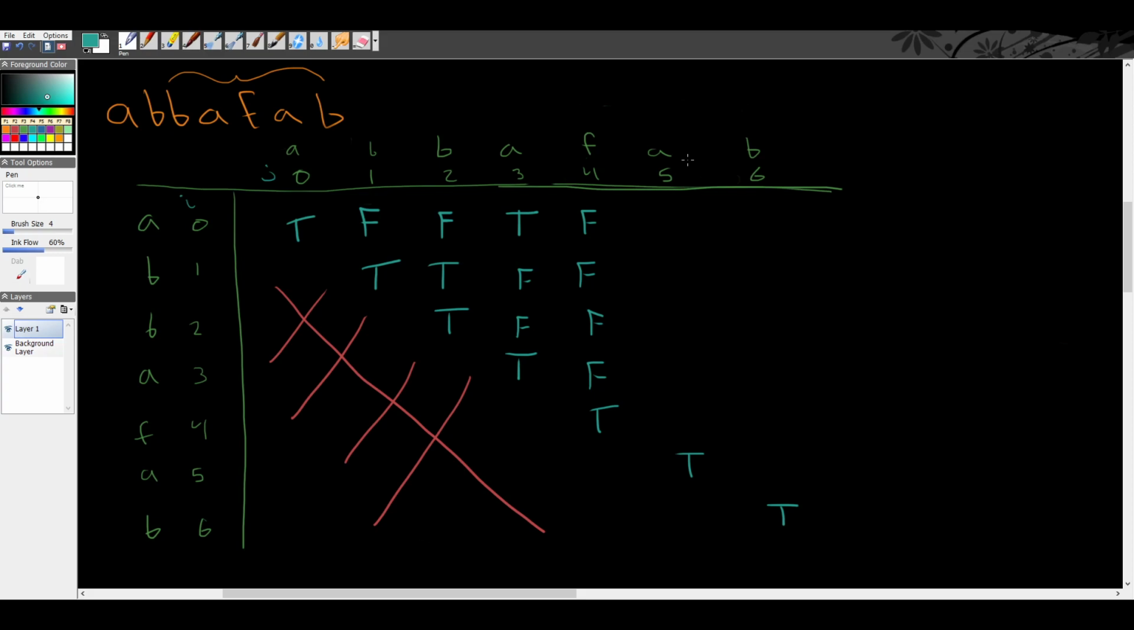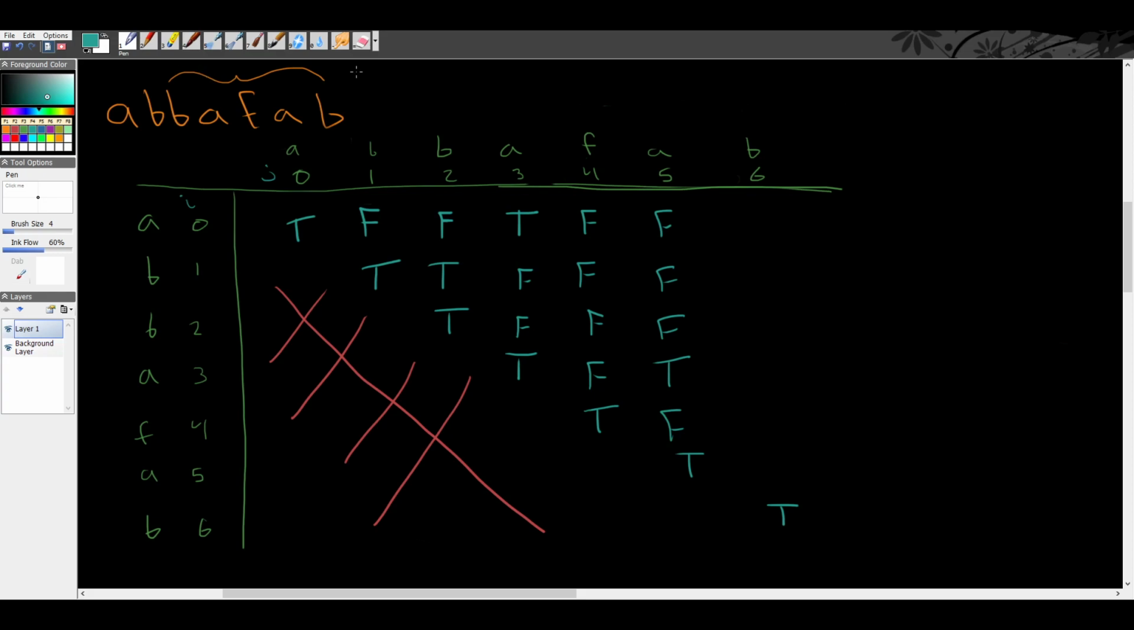Can we make a palindrome if we end at position 5? Well, if we start from 0 to 5, that's false. They do equal each other, but this in between, 1 to 4, is not a palindrome. How about 1 to 5? B does not equal A, that's false immediately. How about 2 to 5? Also false. How about 3 to 5? AFA, well, that is a palindrome. A does equal A, and the bottom left cell is also true. So this is true. What about 4 to 5? F to A? No, false. They don't equal each other.